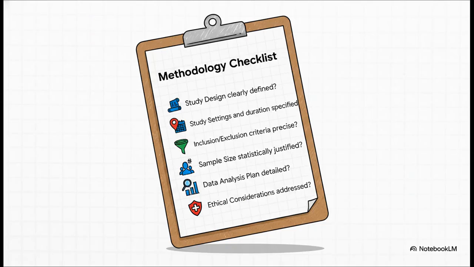And here it is, your go-to checklist. When your student hands you their proposal, you can just run down these 6 questions for their methodology section. It covers all the big stuff, a justified sample size, a detailed data plan, and of course, all the ethical considerations. It's a great way to make sure nothing critical has been missed.